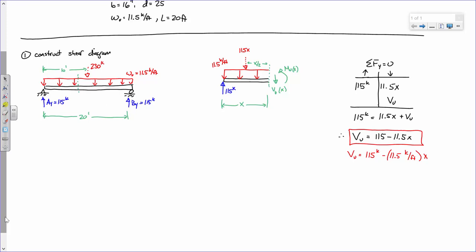Another thing that I'm going to do, and it's not going to be immediately relevant right now, is rearrange this equation and solve for x. So how would I solve for x? Well, VU minus 115, and then divide. So that could be VU minus 115 over this negative, or I could rewrite that as 115 minus VU over 11.5. Did everybody see what I did there?